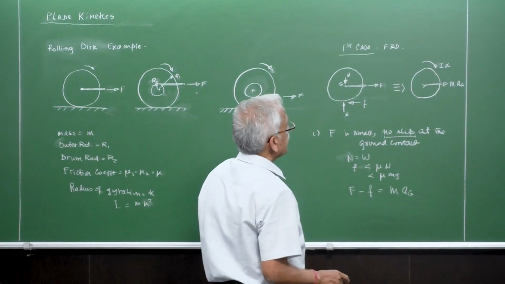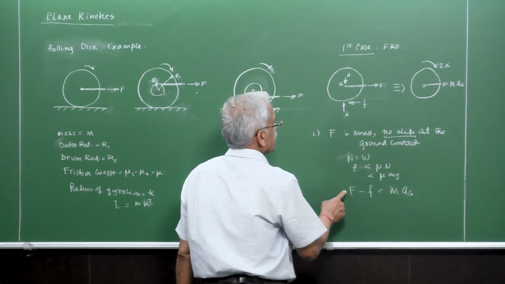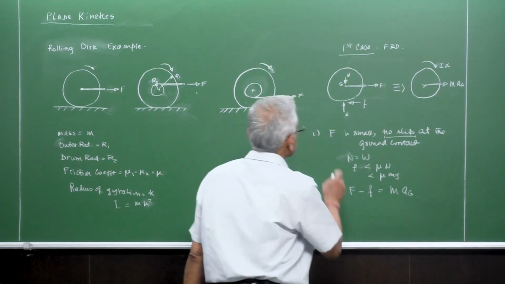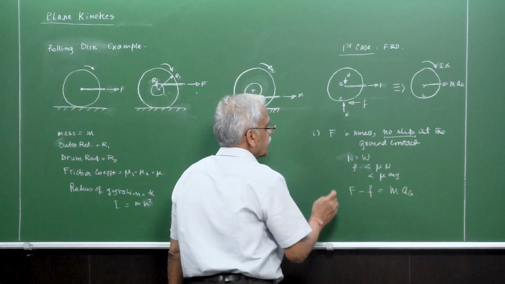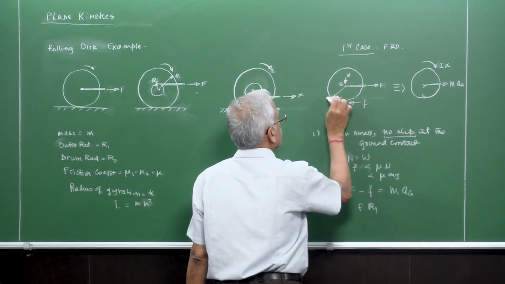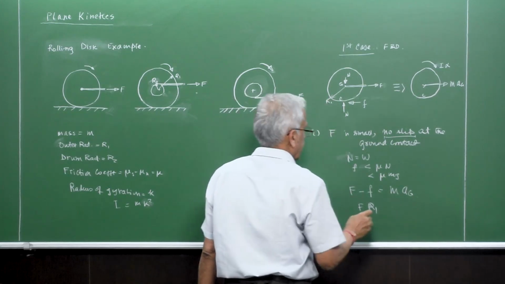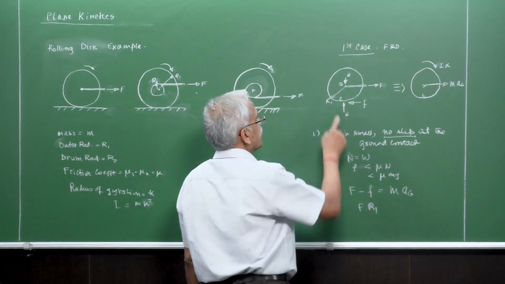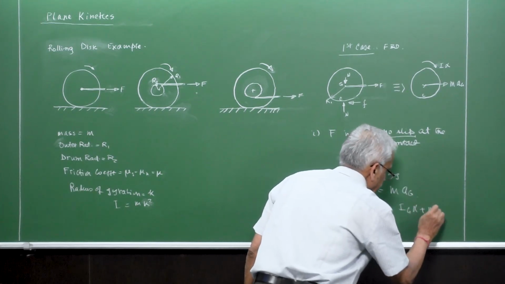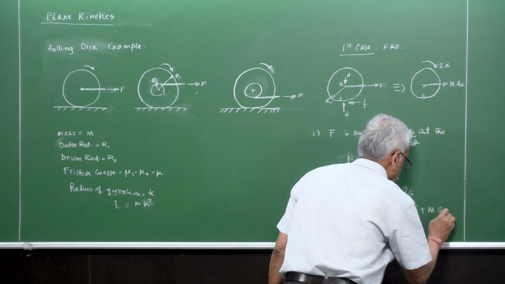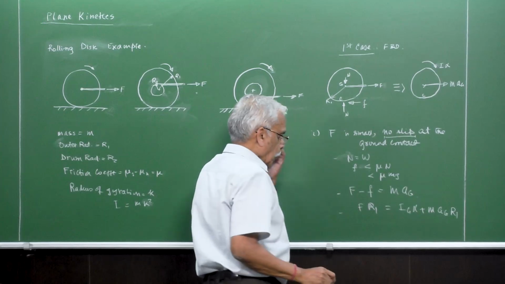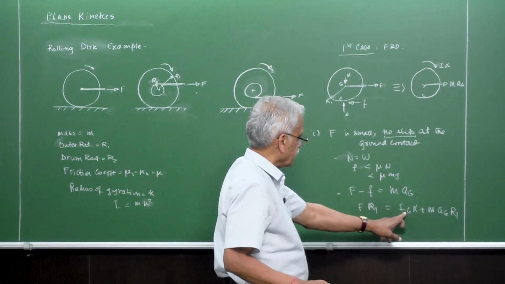And what else? We have to take the moment equation also. So this is the horizontal equation, this is the vertical equation, and the moment equation about some point here, which you can call C. So moment about C is F into R1, so this is the radius R1, and f times R1 about all of this is 0 here, and so that is equal to I_g times alpha plus m a_g times R1.